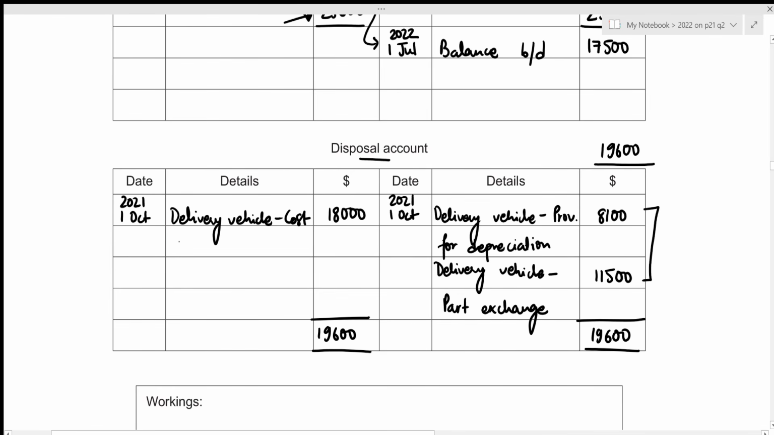Then we need to adjust in our income statement because this is basically going to be the profit on disposal because we're getting a higher value as compared to our cost, right? And it should be under the heading of income statement. And in order to figure out the balancing figure, we just need to subtract this amount from the total. In this case, that's going to be 19,600 minus 18,000, which results in our profit to be recorded in the income statement to have the value of 1,600. This concludes our disposal account.